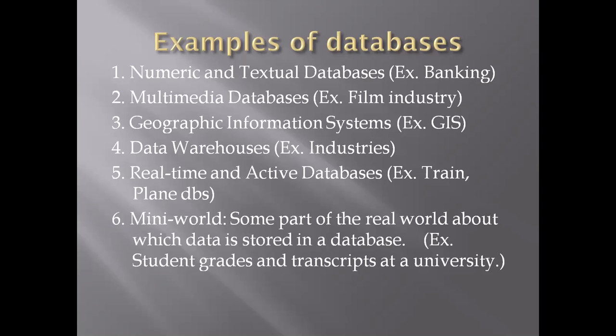Geographical information system, that is GIS. For example, we keep track of all the geographical records and store the information in the database. Data warehouse, for example in large companies like Airtel and Idea, where there is huge data. Similarly in the railway industry. There are also real-time and active databases, for example train, plane, DBMS. We use active databases in real time. Mini world is some part of the real world about which data is stored in the database.